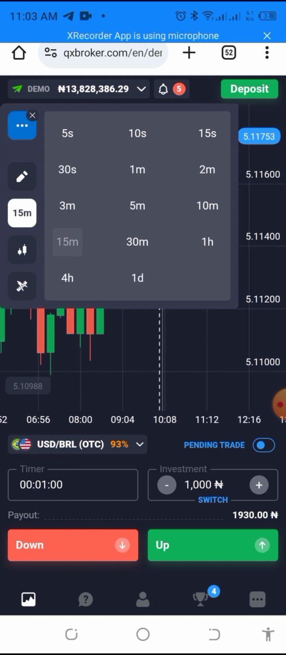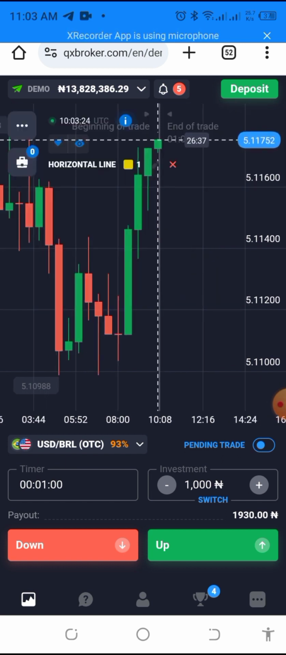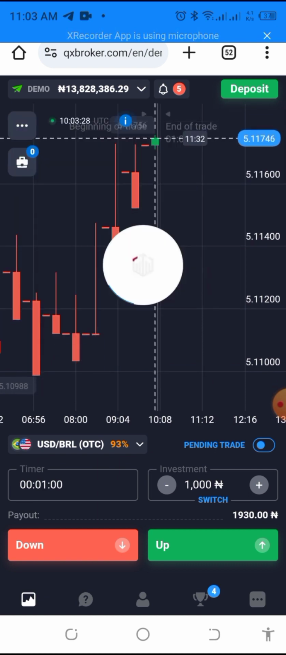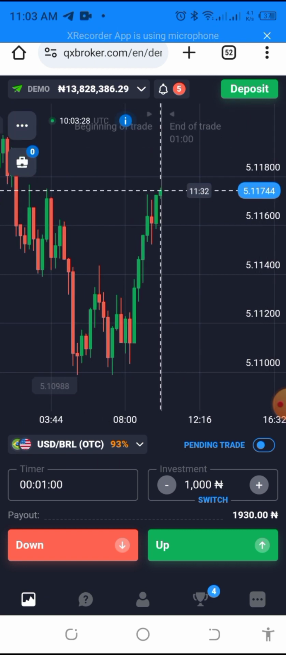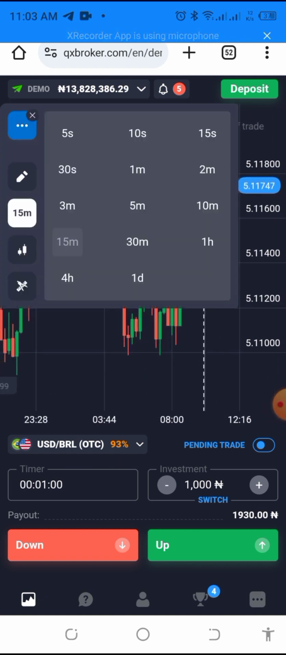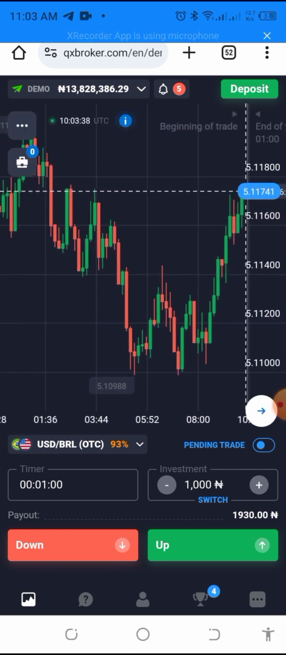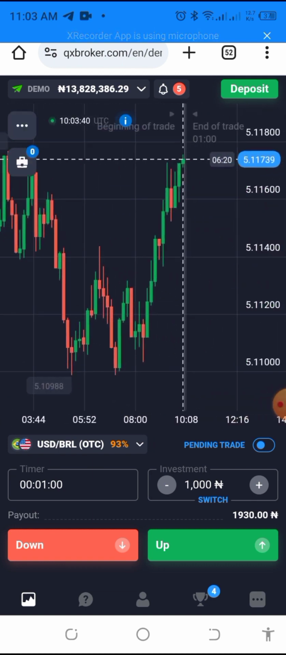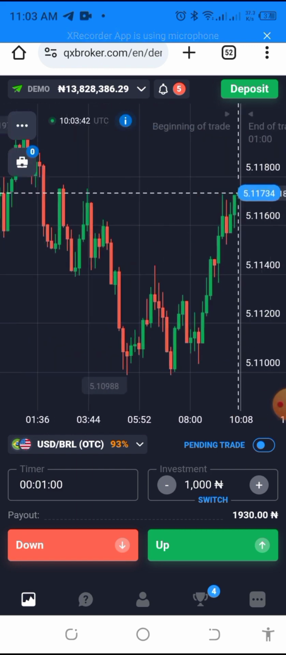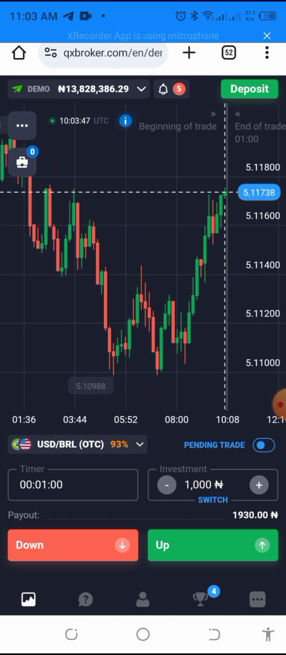Why is it not showing? Let me try to bring it back. Let's go, 15 minutes. At 15 minutes, there's still somewhere it's going to, and 10 minutes is also going up. This thing is supposed to retrace sharply, but you see they are looking for a support to hit. So why am I mistaken there?